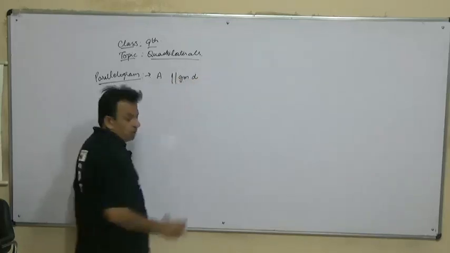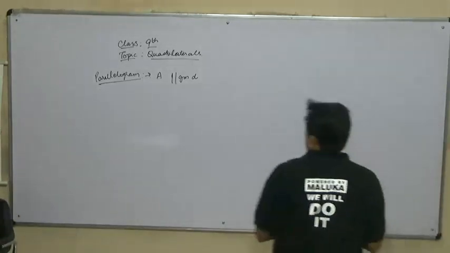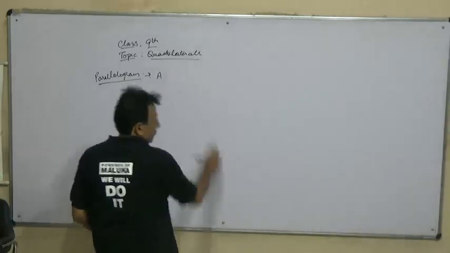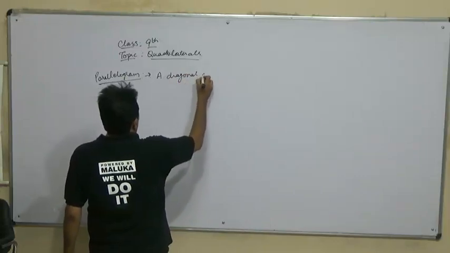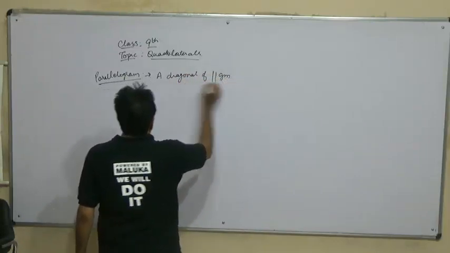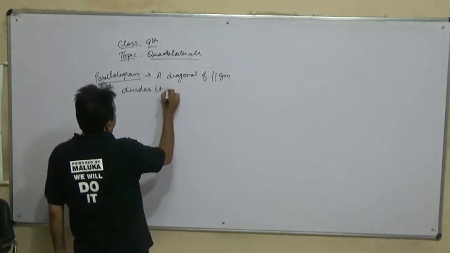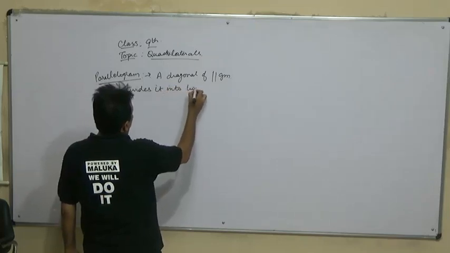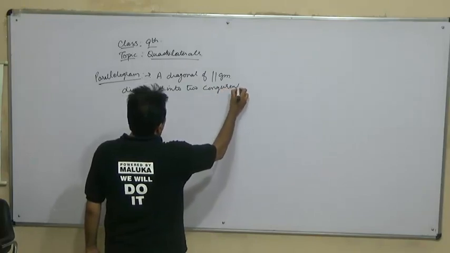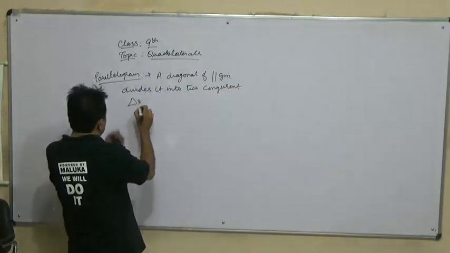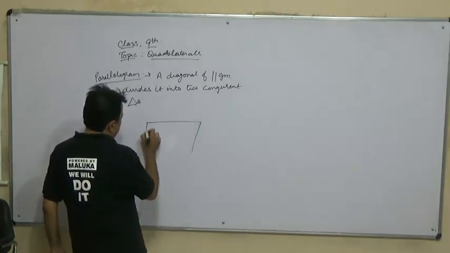So a diagonal of a parallelogram divides it into two congruent triangles. So here what we have got: ABCD is a parallelogram.